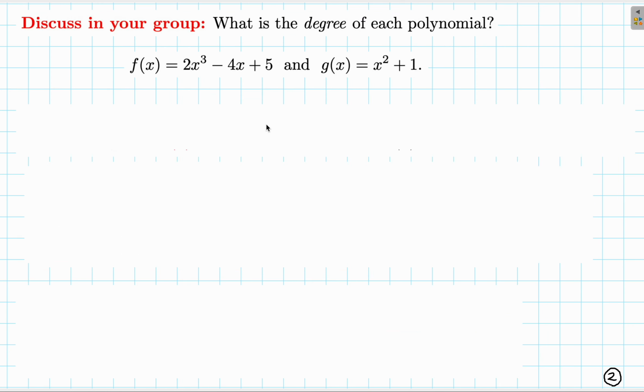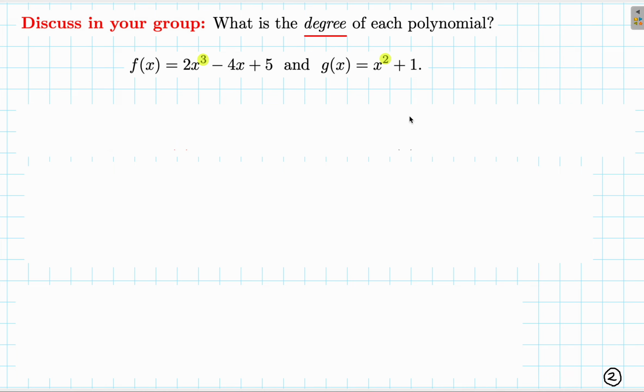Here's our first task. What is the degree of each of these polynomials? So if you could pause the video and answer that question, and then we'll go over them shortly. It turns out that the degrees of these polynomials are 3 and 2 respectively. It's the highest exponent in each polynomial.